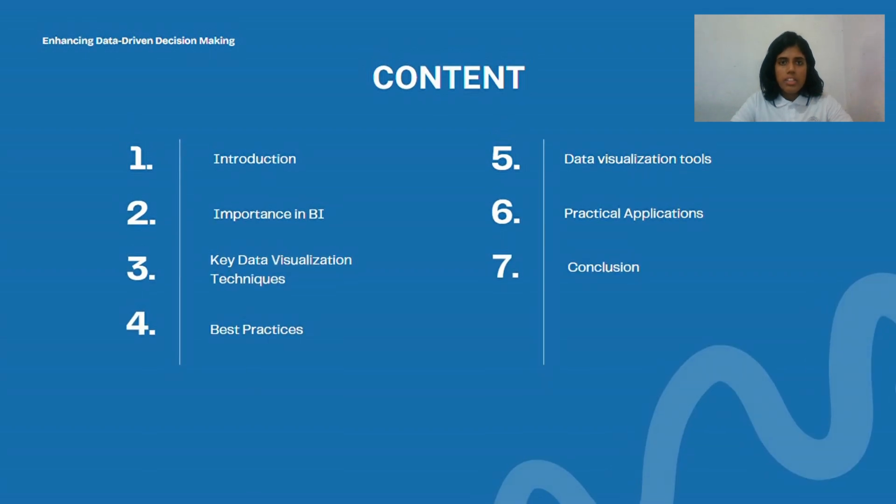I will start with the introduction to data visualization, discuss the importance in business intelligence, explore the key techniques, cover the best practices, look at some popular tools, and finally we will see a practical example of data visualization by taking Amazon as an example.